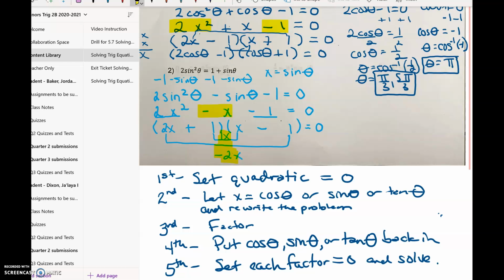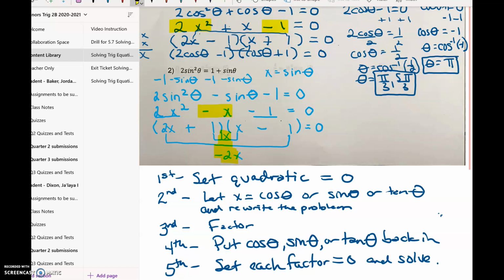I'm finished the third step. If for some reason I had a positive x, then I'd need to switch these signs and put the negative sign on the left factor and the positive sign on the right factor. But the way I have it factored works.